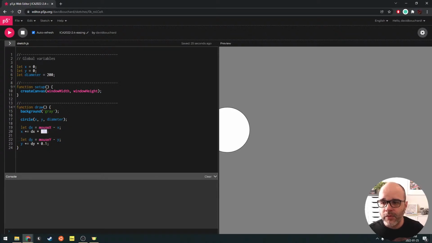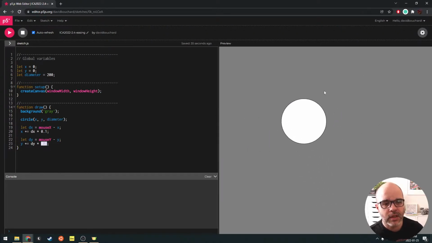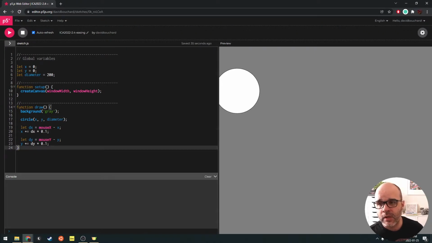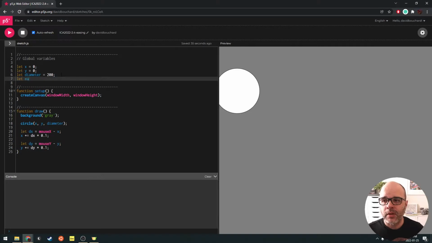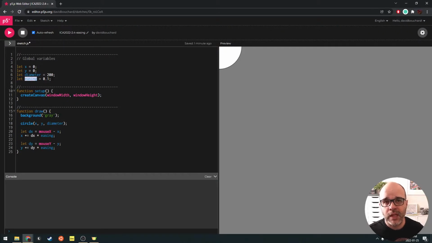Finally, before we wrap up, just the final improvement we could make to this program. My easing factor is the same along both axes. So if I wanted to make my life easier down the road, I would make that into a variable, 0.1. And then instead of 0.1 here, I would put easing. Remember, I just made that name up. Variable names are up to us.